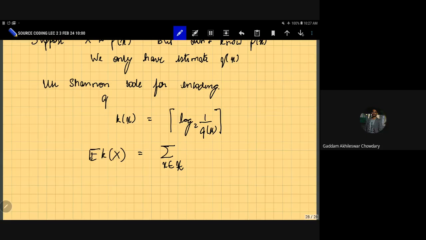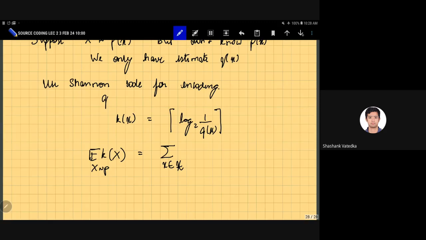But we don't know what P of x is. So when we calculate the expected length, obviously we calculate it using Q of x. It's not a calculation, right? You're not estimating the expectation. What we're talking about is in reality. Suppose you use q of x to encode, but you actually have a source sequence which is distributed according to p of x. So x is distributed according to p, but then you encode using q.